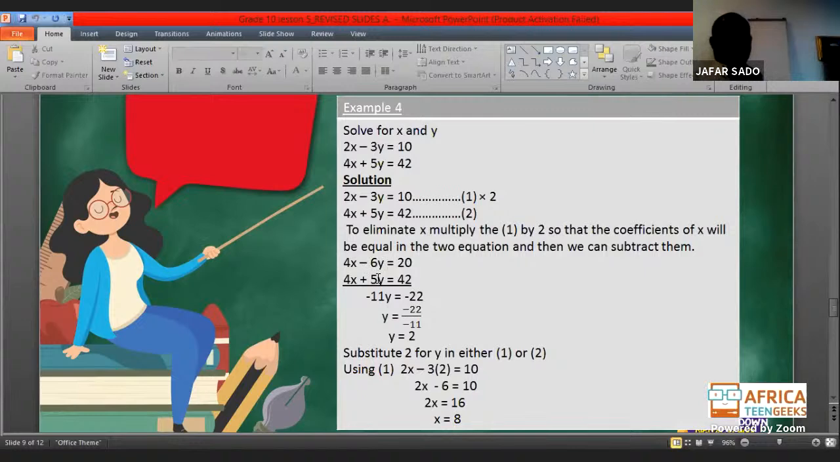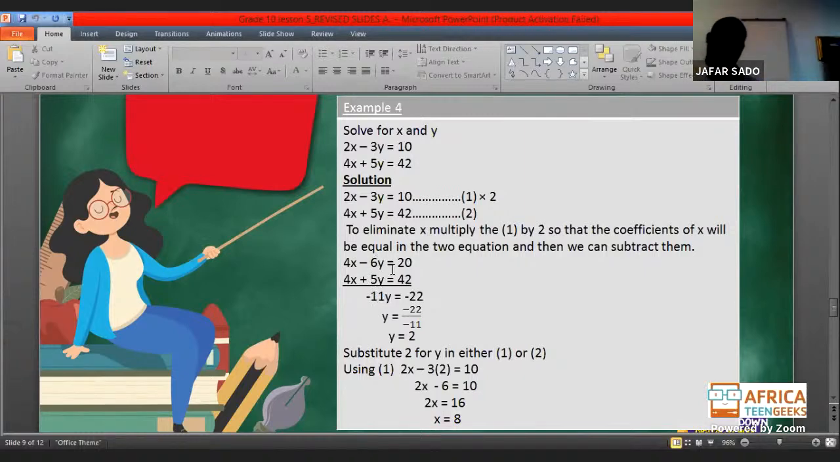So 4x minus 4x will give us 0. And then negative 6y minus positive 5y will give us what? That will give us negative 11y. Again, negative 6y minus positive 5y. Remember, positive times negative will give you negative. I'm saying that again, negative 6y minus positive 5y. So the minus times positive will give you negative. We're going to have negative 6y, then negative 5y, that gives you negative 11y.